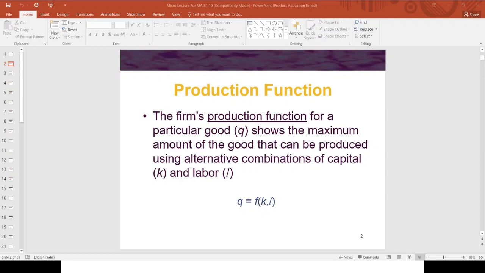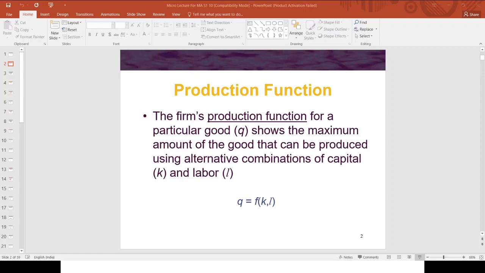Returns to scale can be generalized to a production function with n inputs. So if that is the case, you have the following. If the inputs are multiplied by a positive constant t, we have the equations. And in that case you have constant, decreasing and increasing returns. So it is also important to keep this in mind as part of the returns to scale cases.